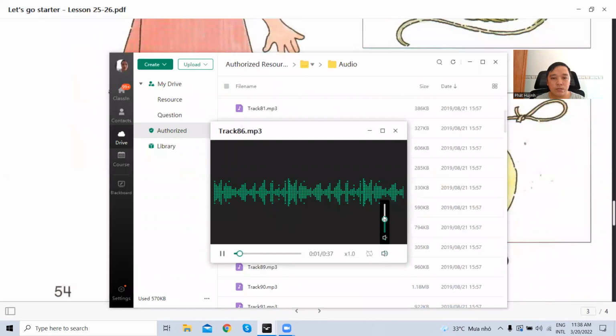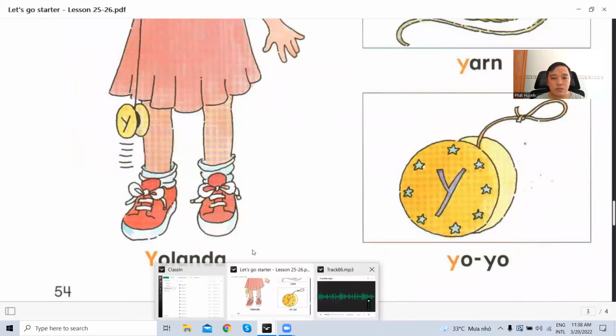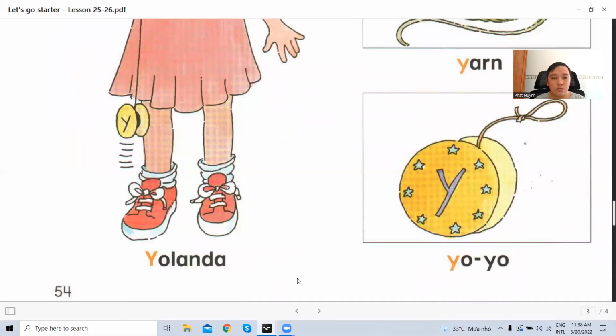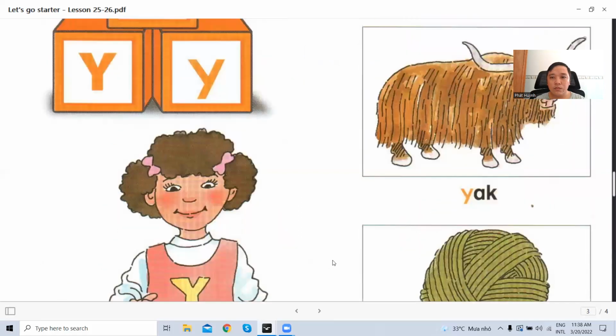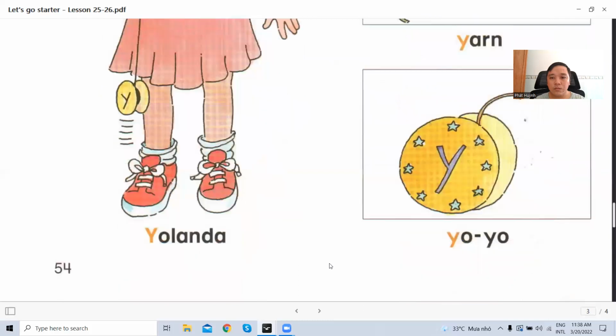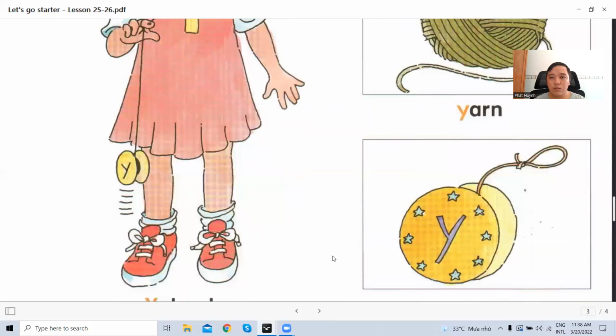Lesson 26. The Why Chant. Why, Yolanda? Hi, Yolanda. Why, Yolanda? Hello, Yolanda. Why, Yolanda? Hi, Yolanda. Yolanda. Hello. Why, yak? Why, yo-yo? Why, yarn? Why, yo-yo? Why, yak? Why, yo-yo? Yo-yo, yak, yarn.